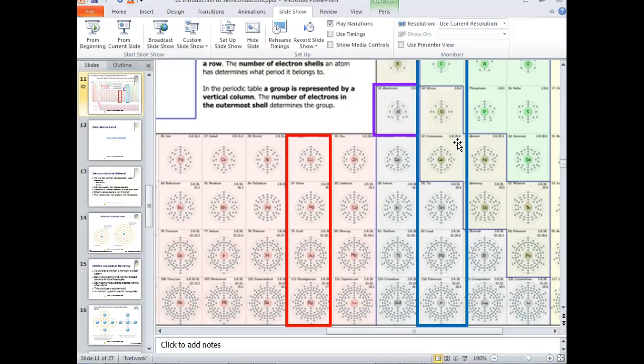So if it's got 4, it's a what? Semiconductor. If it's got less than 4, it's classified as a conductor. If it's got more than 4, it's classified as an insulator. The best conductors have what? 1. The best insulators would have what? 8.